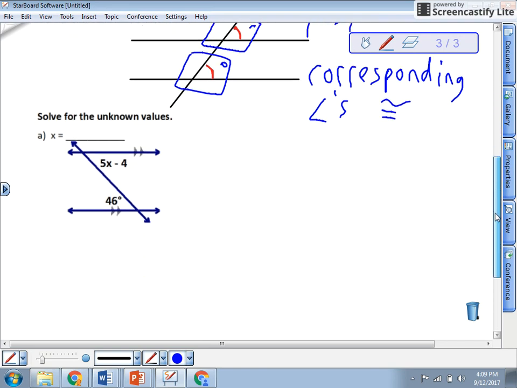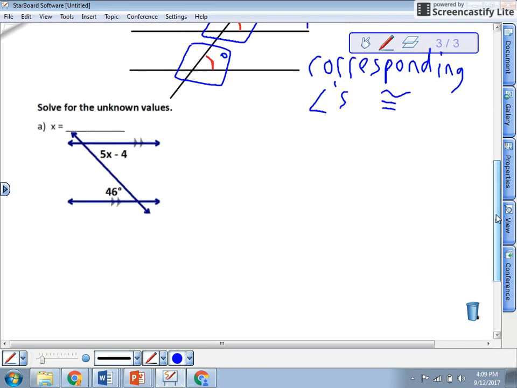And then finally, the other one, they might get some algebra involved. Solve for x, the unknown variable. Well, we know that the lines are parallel, so that means we have these angle relationships. So these two angles are actually alternate interior angles. So what do we know about alternate interior angles? We know that they are congruent. So since they're equal, I can set them equal to each other. So I would just say 5x minus 4 equals 46. And then I just use my algebra skills to solve.